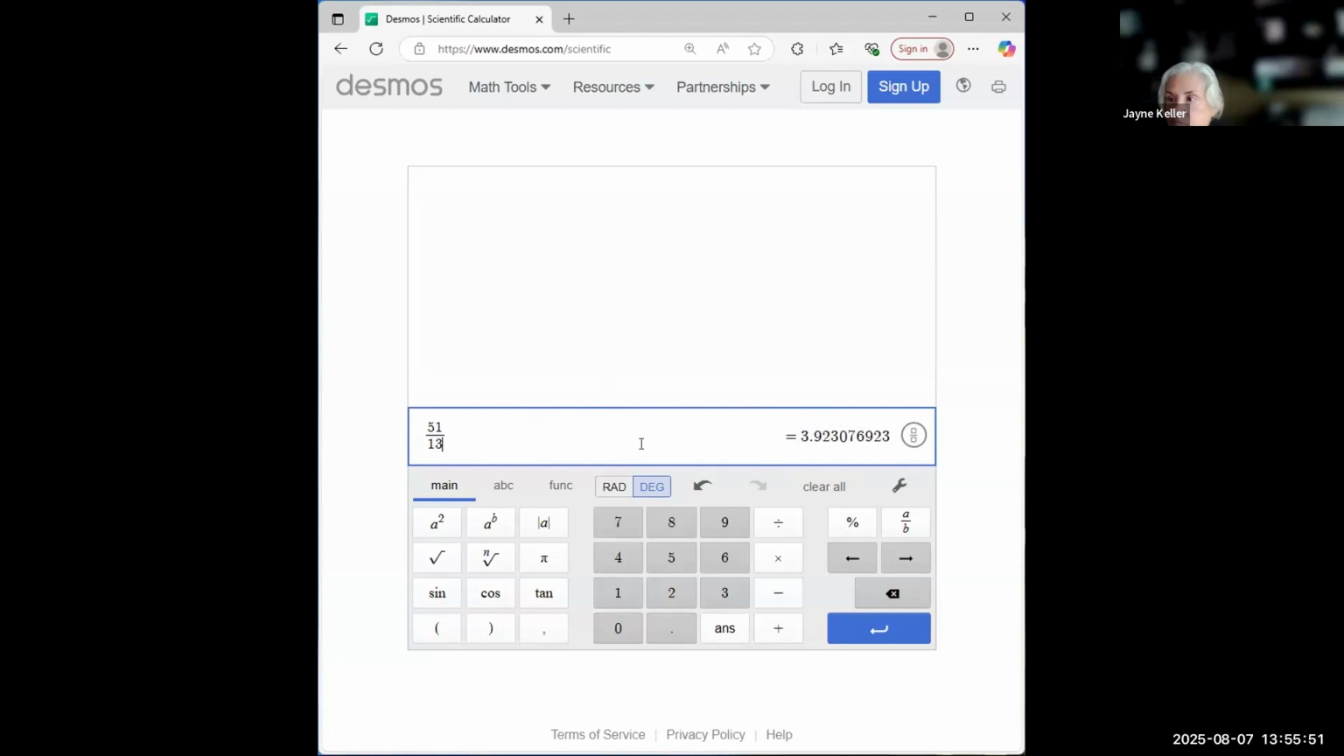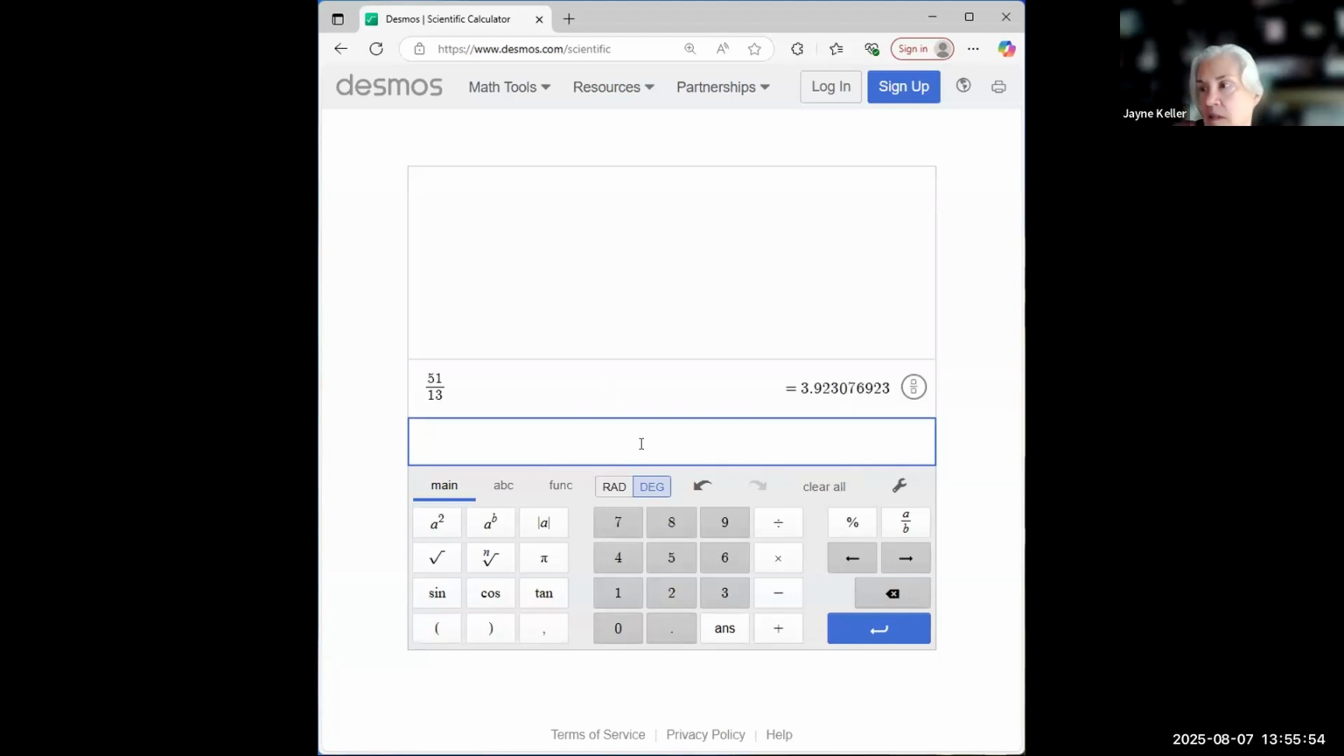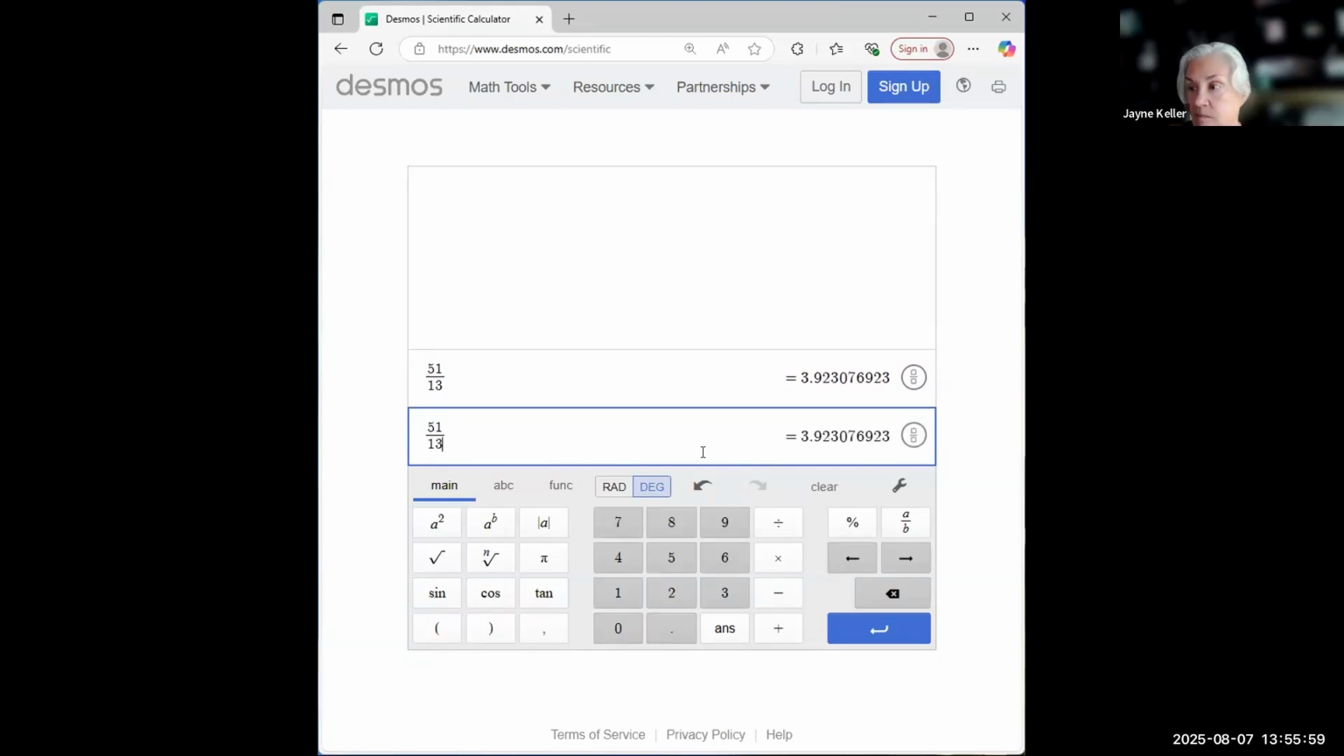To figure out what that mixed number is, I could do something like 51 over 13 minus 3. And then I can convert that to a fraction. I just hit this little button, so this gives me the decimal. So I know that 51 over 13 is 3 plus 0.92. And if I want to know what fraction this 0.92 works out to be, I can just subtract the whole number part 3 and then hit here. That tells me 51 over 13 is the same as 3 and 12/13.